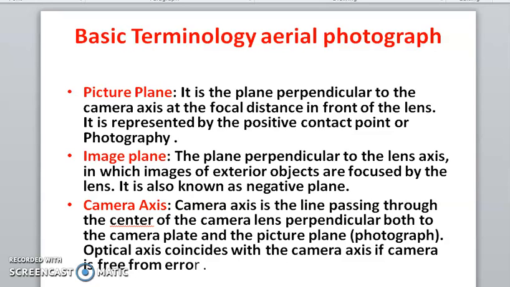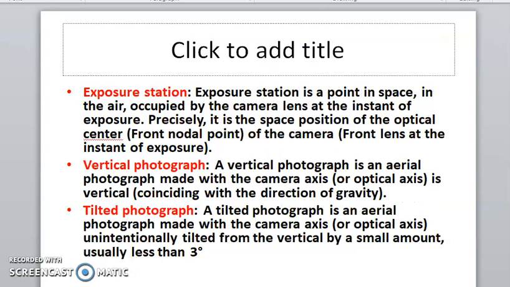Camera axis is the line passing through the center of the camera lens perpendicular to both the camera plate and picture plane. Exposure station is the point in space in the air occupied by the camera lens at the instant of exposure. Precisely, it is the space position of the optical center of the camera. A vertical photograph is an aerial photograph made with the camera axis vertical.